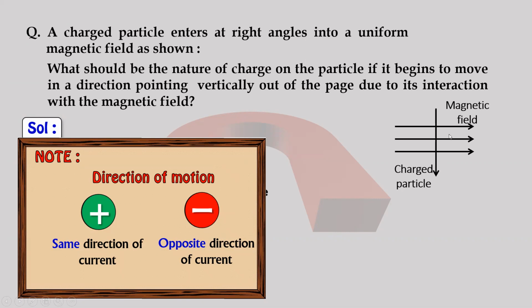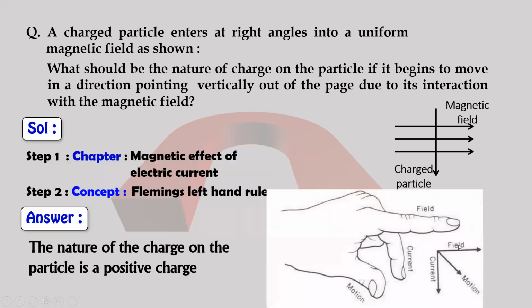I'll once again repeat here. Once this particle comes across the magnetic field, it is given in the question, it is going to come vertically out of the page, meaning from the screen towards you. So if I use Fleming's left hand rule, this is the magnetic field direction going towards the right hand side, current direction is down. You can do the same with your left hand, and you can see this thumb, which is the motion, is pointing towards you, and the current is also coming towards you, which means both are the same, so hence we have a positive charge.